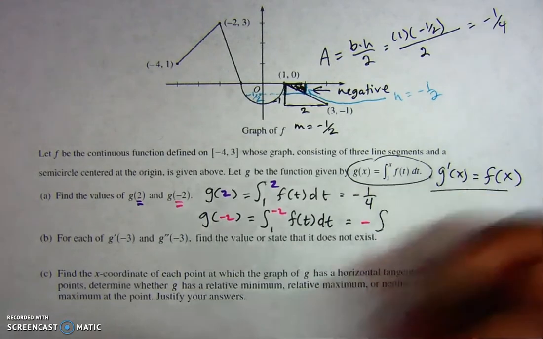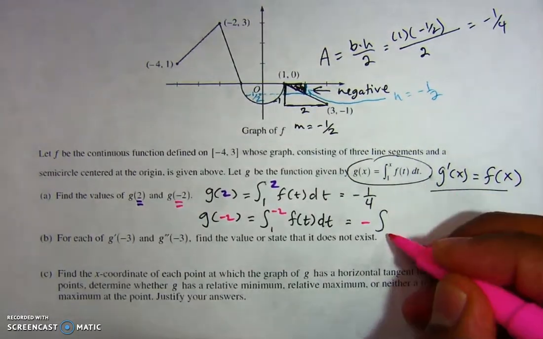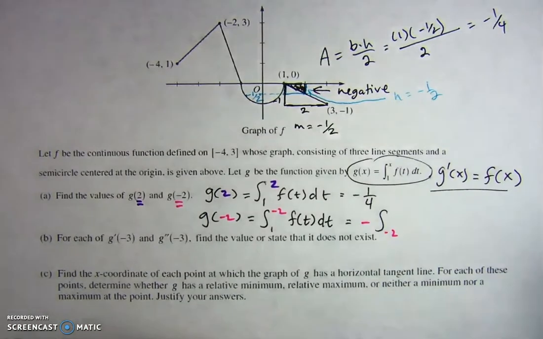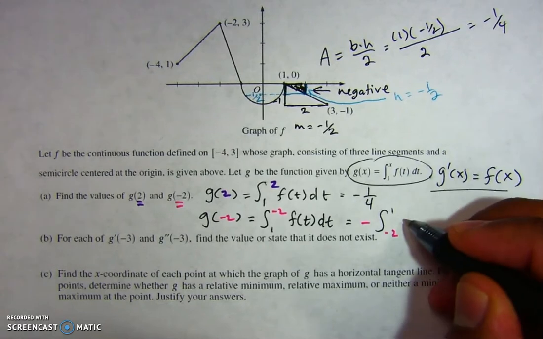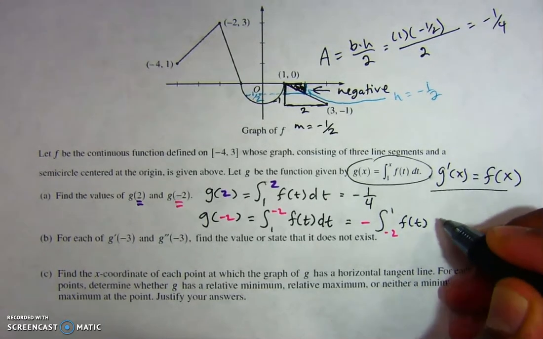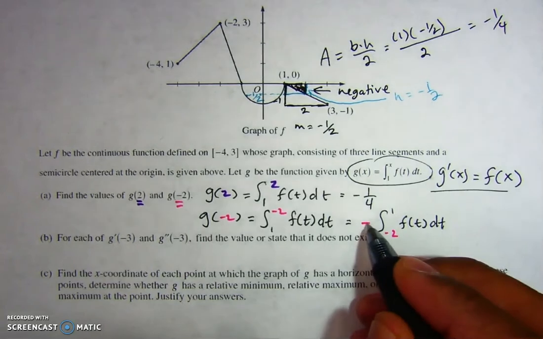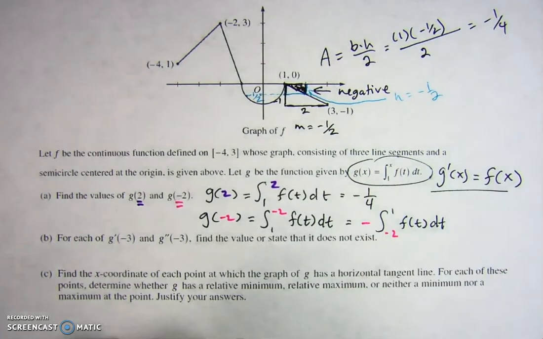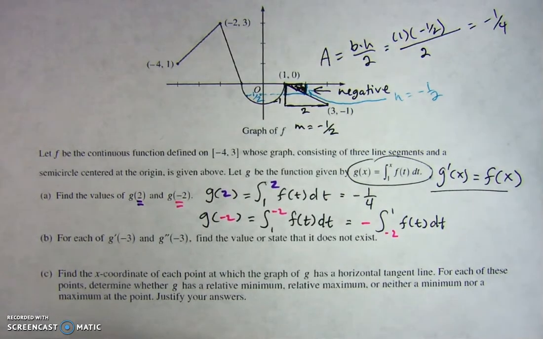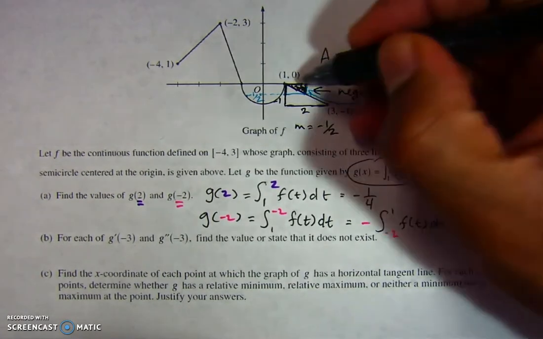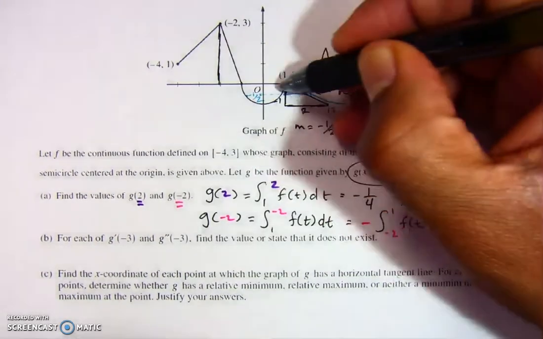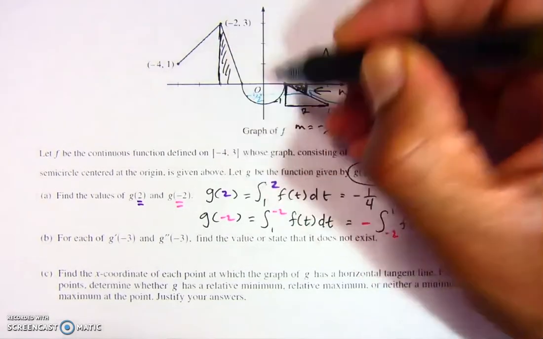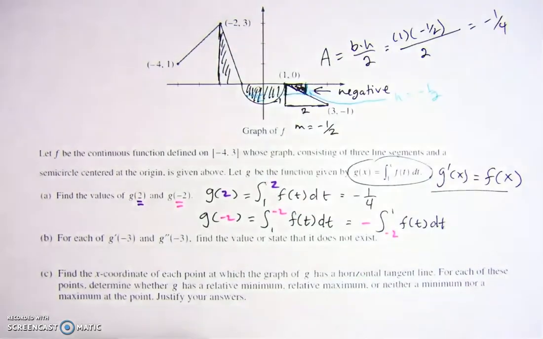So we can literally rewrite the integral from negative 2 to 1, so that now we have the lower limit that's smaller and the upper limit that's bigger. However, we have to do that negative part here. And once we do that, we know that we're talking about the integral from negative 2 to 1. So that's the triangle and this half circle.